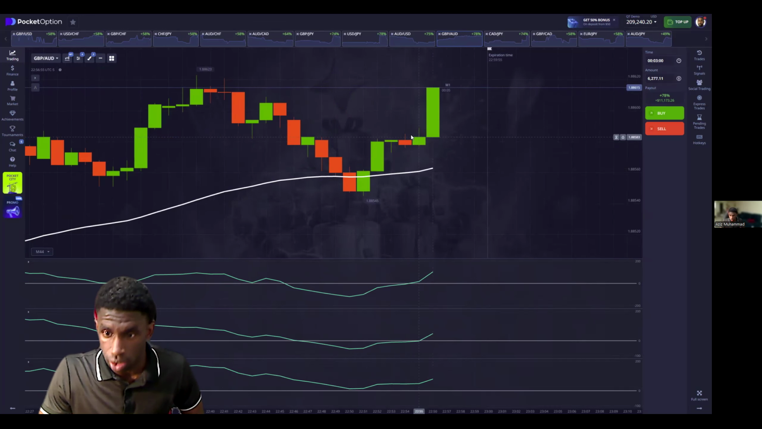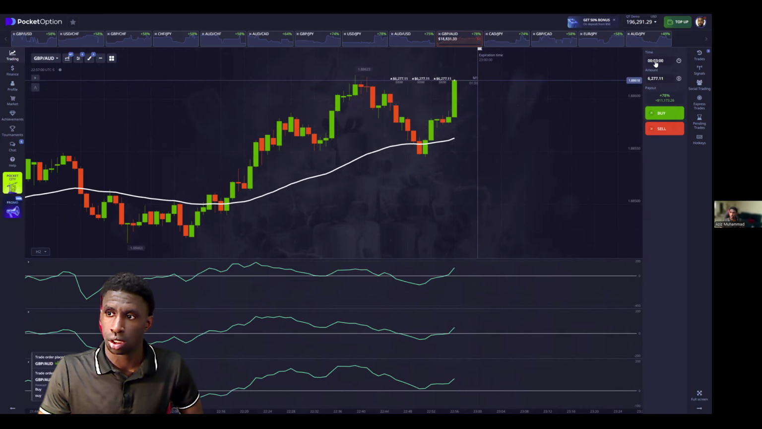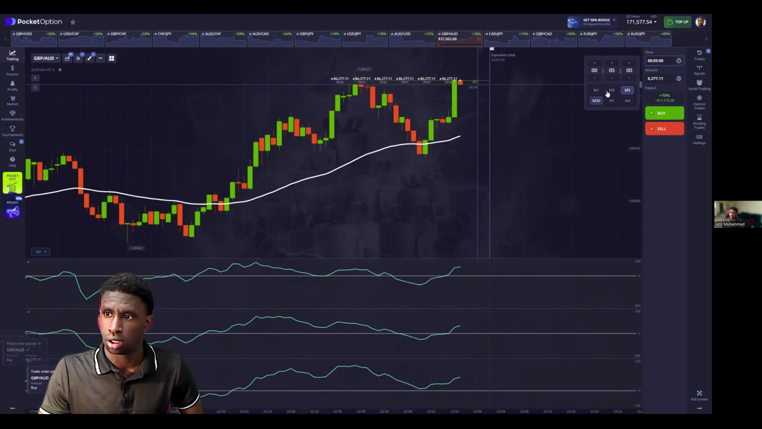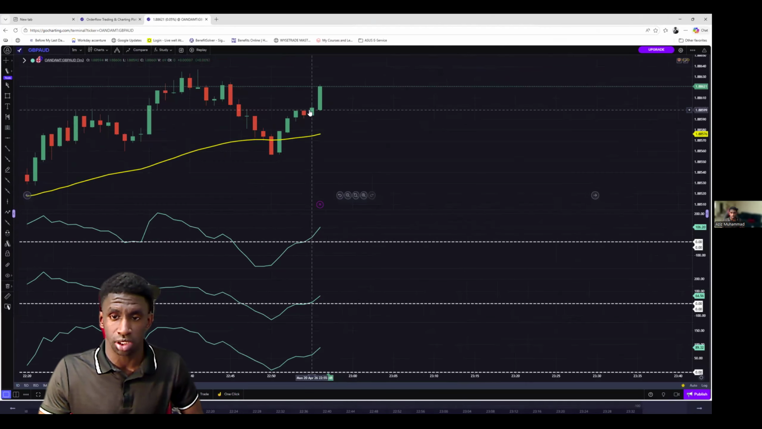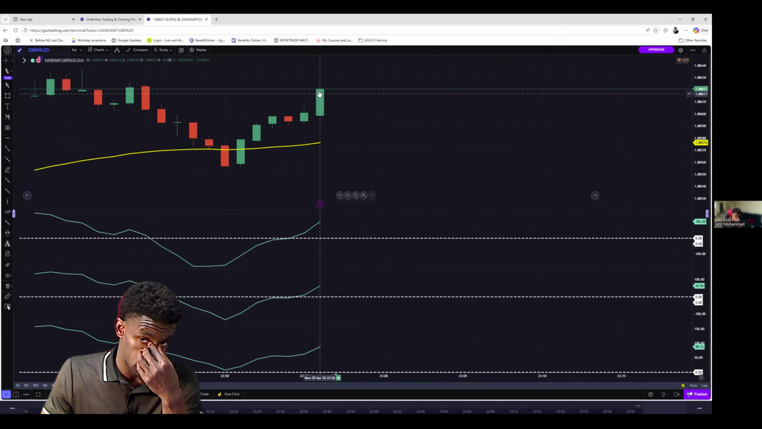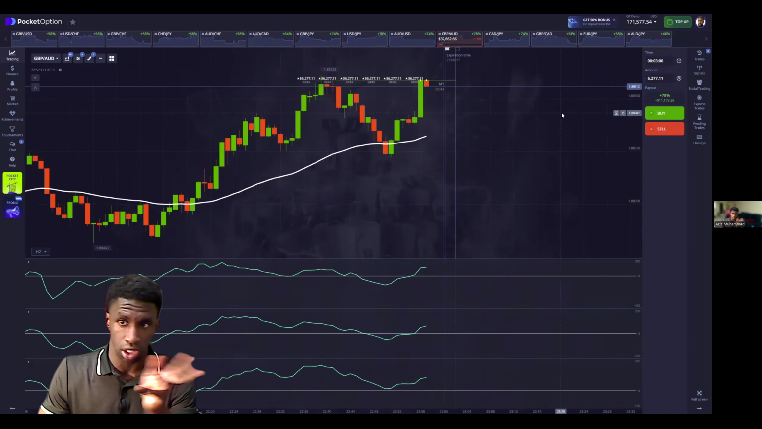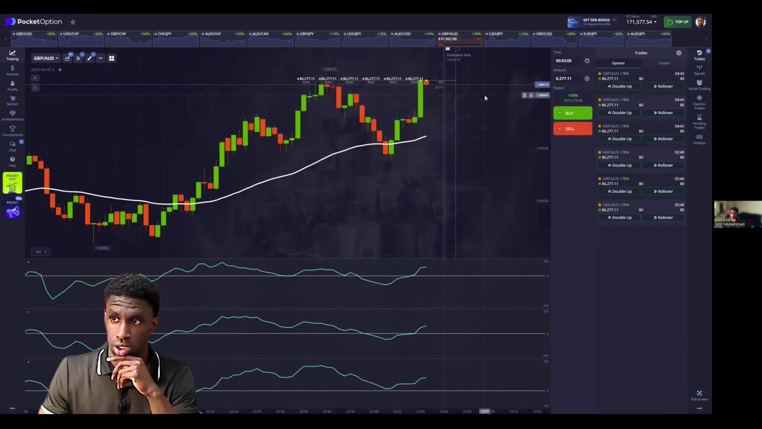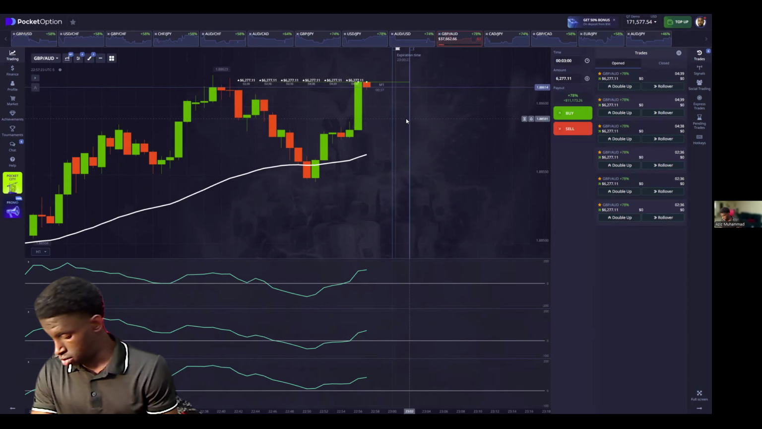I typically like to go based off of the chart over here on my left. This one right here. I like to go based off this chart because it's more accurate. But I can only have so many charts up at the same time. So we'll see what this does.